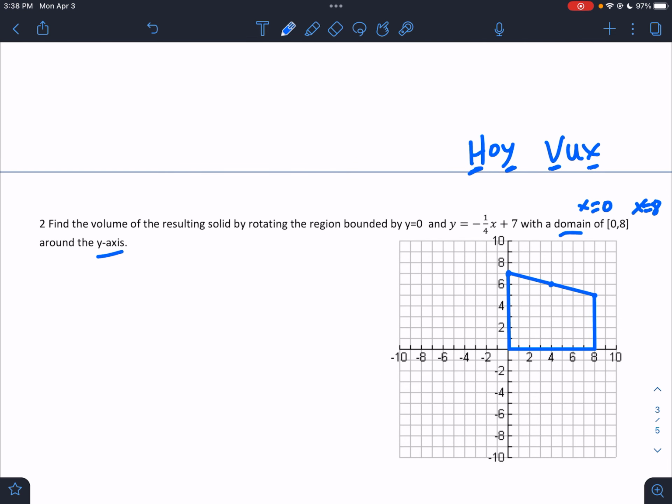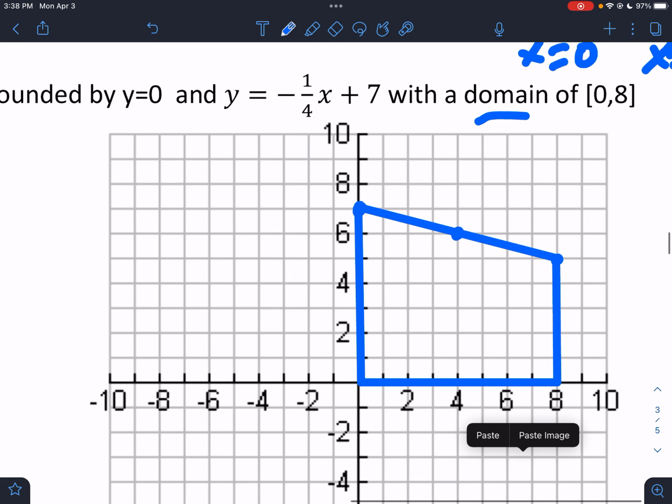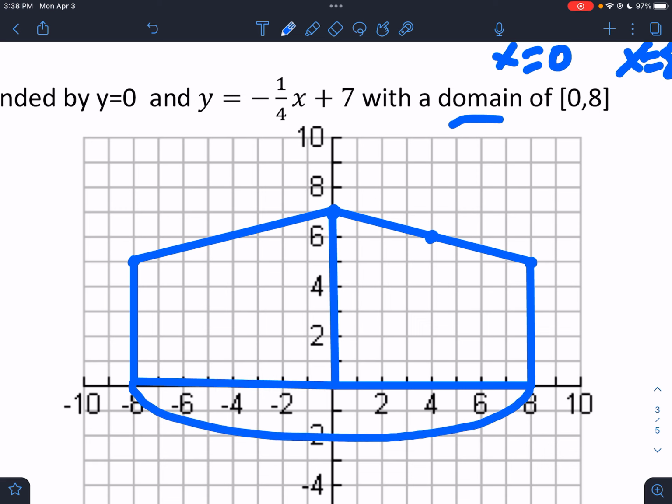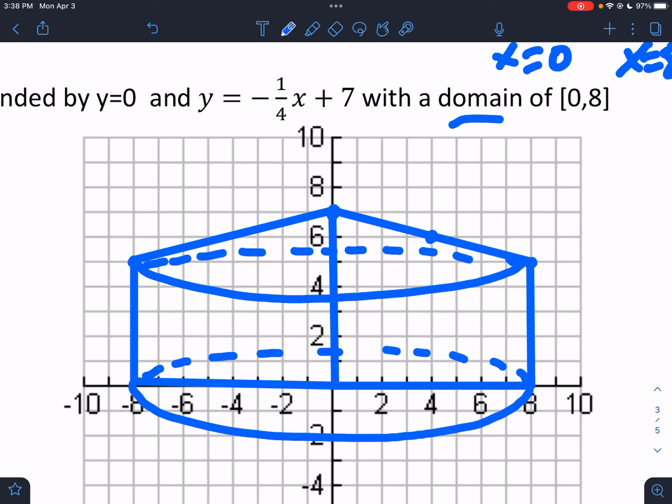They tell us here. So we're going to go negative 8, 5, 1, 2, 3, 4, 5. And we're going to draw the reflection on the other side of the y-axis. Can you get a sense of what this is going to look like? We're spinning around the y-axis. And it looks like a cylinder with a cone.